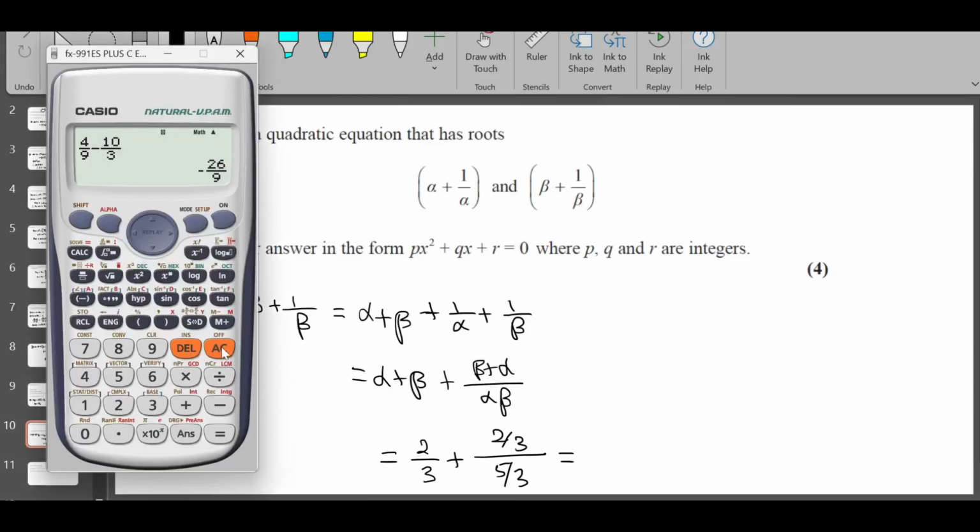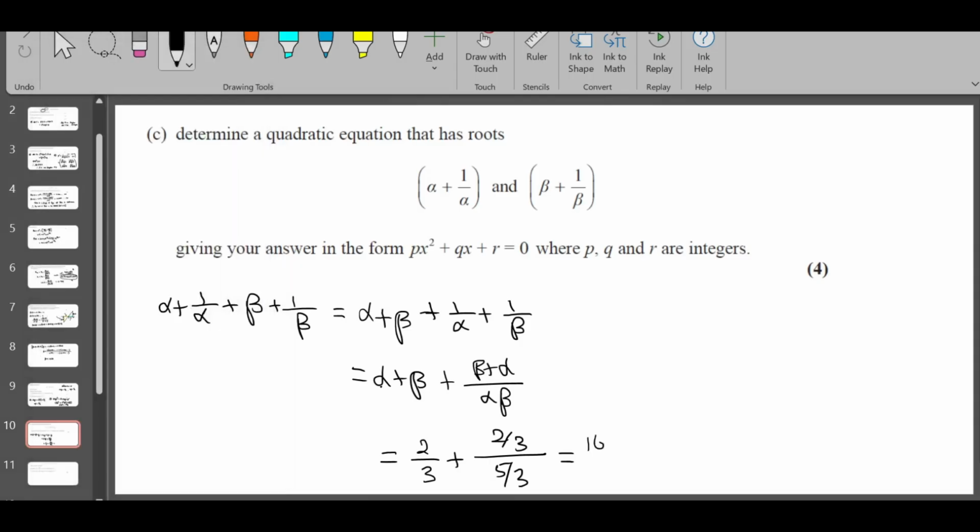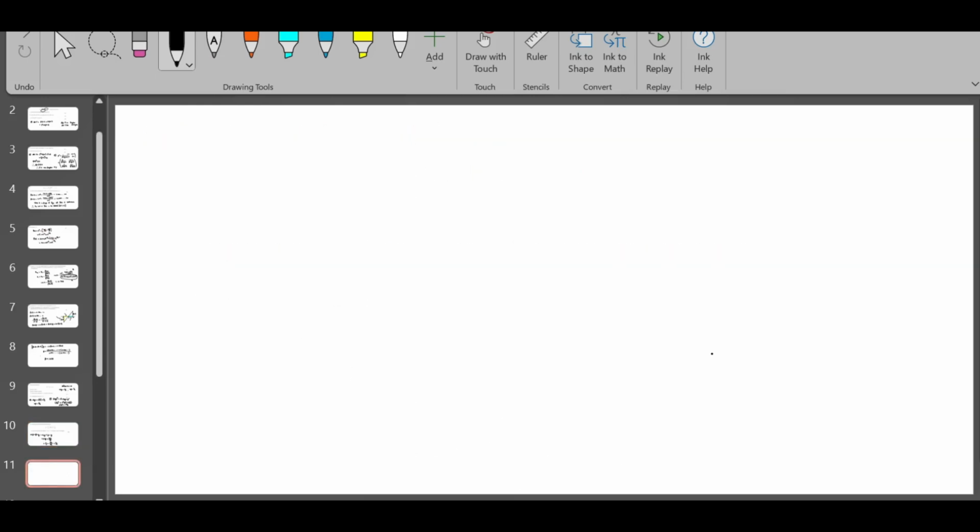So it's going to be 2 over 3 plus 3 will be cancelled, 2 over 5. 16 over 15. We got the sum of the roots already. Now let's find the product of the roots. The product of the roots, alpha plus 1 over alpha times beta plus 1 over beta.